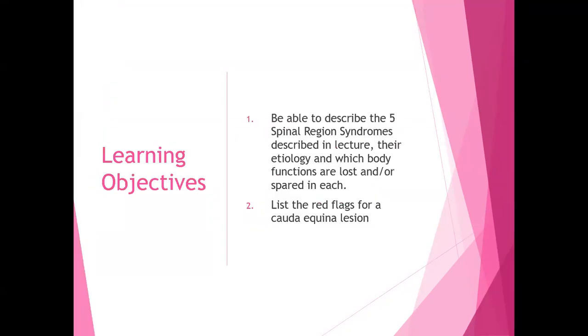So we're going to talk about some spinal region syndromes and which body functions are lost or spared. A lot of times students are confused on what do you mean by lost or spared? So if you don't lose a function, then it's spared. So you might lose conscious proprioception and light touch, but you're spared motor function or something like that. We're also going to list the red flags for a cauda equina lesion. Cauda equina is one of the 5 spinal region syndromes.